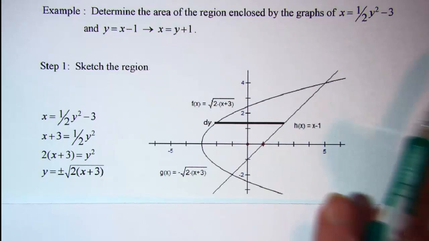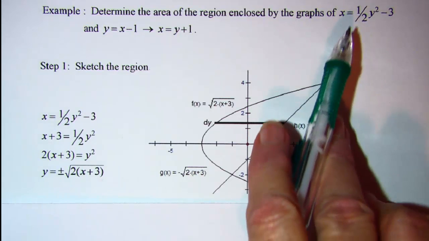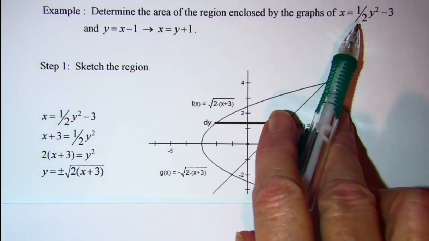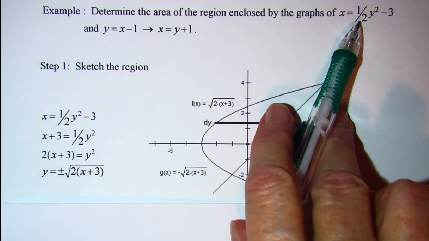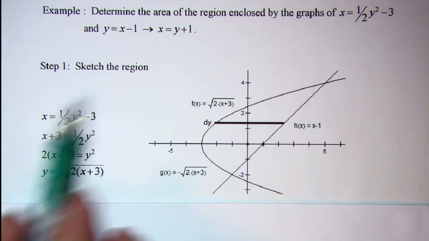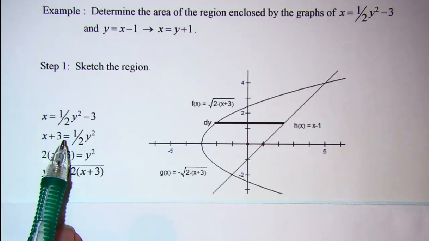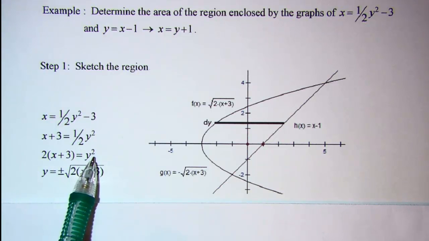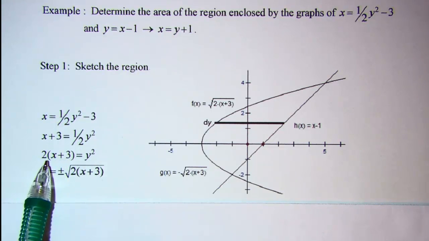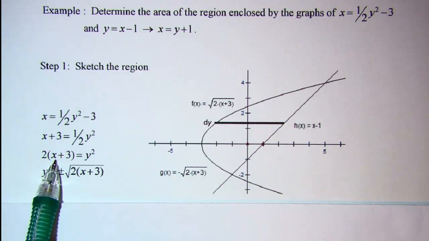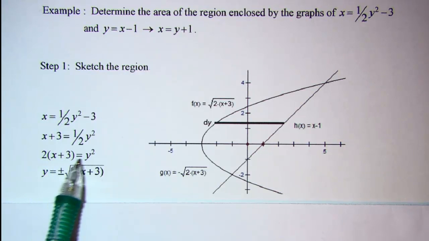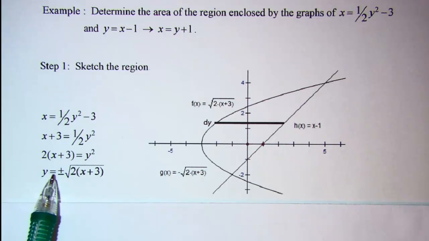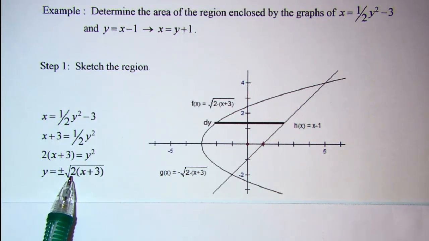Now, in order to examine what the sketch looks like, we need to take this equation and solve it for y. So we'll add 3 to both sides and then multiply both sides by 2 to get rid of the fraction. So we have y squared equals 2 times the quantity x plus 3. And then square rooting both sides gives us y equals plus or minus the square root of 2 times the quantity x plus 3.